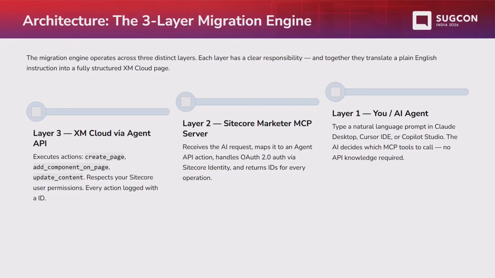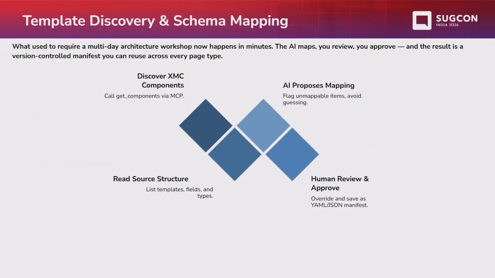The XM Cloud Agent API executes actions, creates pages, adds components, and respects your Sitecore user permissions. So if you can publish a page, MCP can publish it. If you cannot publish a page, MCP cannot publish the page. We'll see the content integrity there. Then template discovery and schema mapping: what used to require a whole day or 2 or 3 days of architecture to understand the template mappings for components now happens within a minute or a fraction of a second. The end result is a version control manifest that you can reuse across every page type. What it can do is read the source structure.